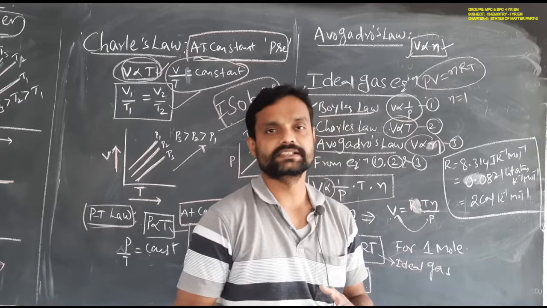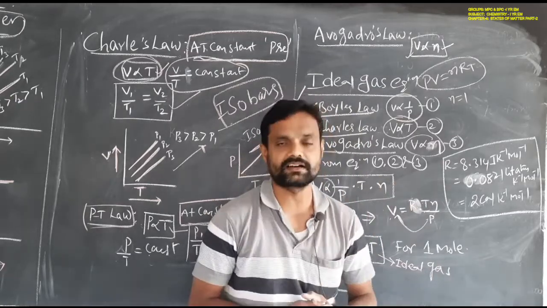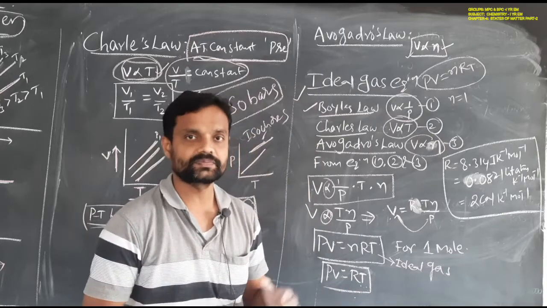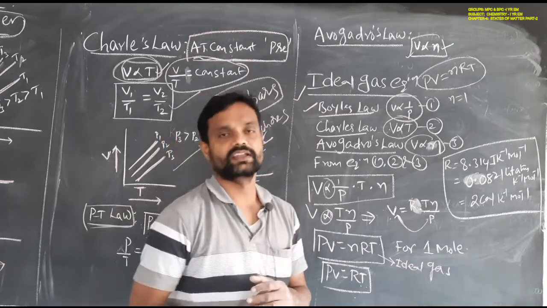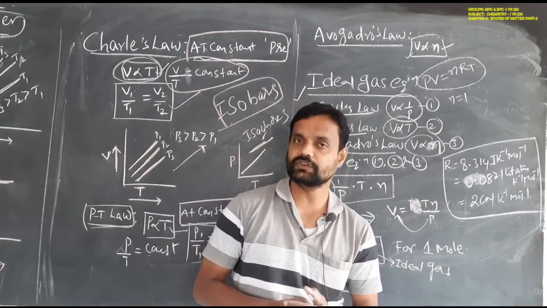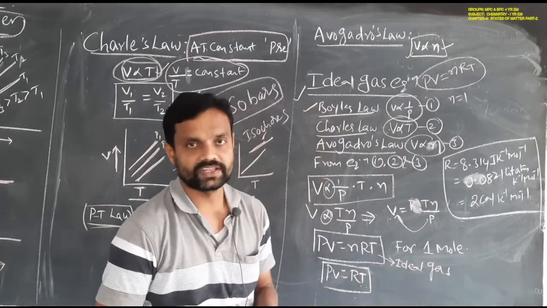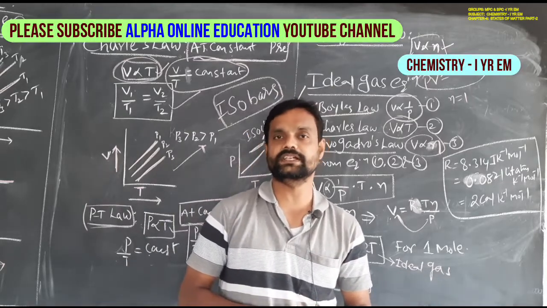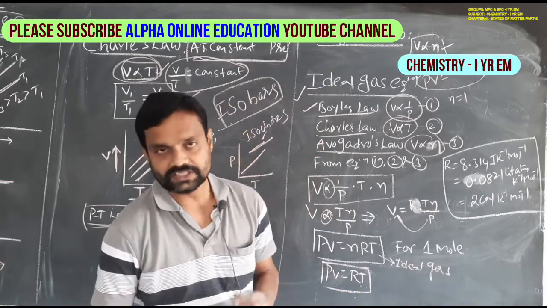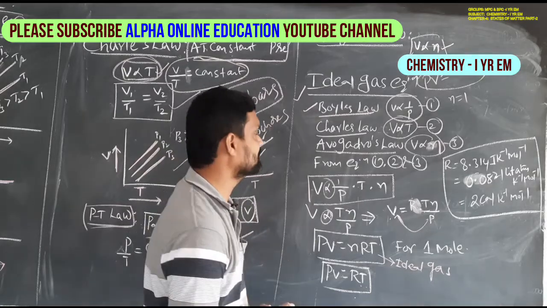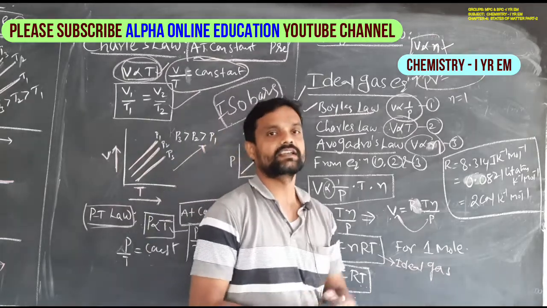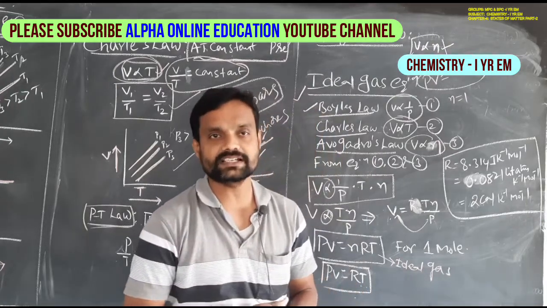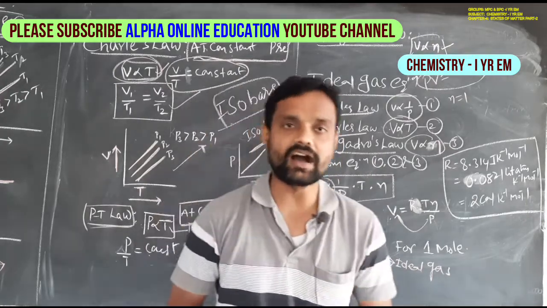Okay, students, this is the universal gas constant value. You should remember that the universal gas constant is 2 in calories, 8.314 joules per Kelvin per mole in joules, and 0.0821 liter atmosphere per Kelvin per mole in liter atmosphere. So this is the ideal gas equation. What is the ideal gas equation? PV equals nRT. For 1 mole of ideal gas, PV equals RT.